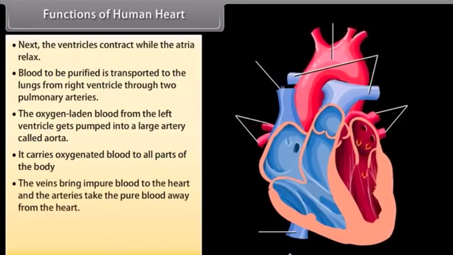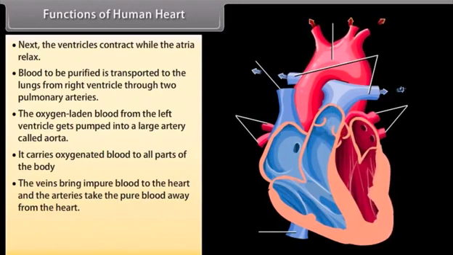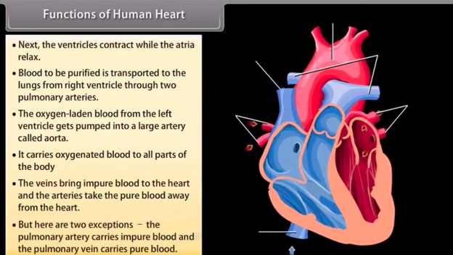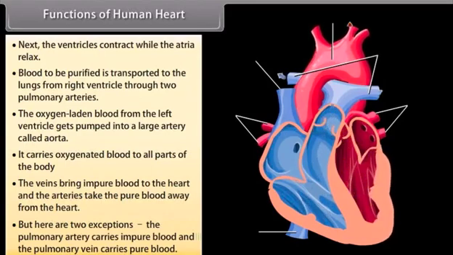The veins bring impure blood to the heart, and the arteries take the pure blood away from the heart. But there are 2 exceptions. The pulmonary artery carries impure blood, and the pulmonary vein carries pure blood.